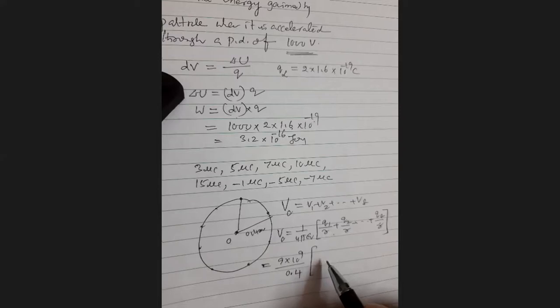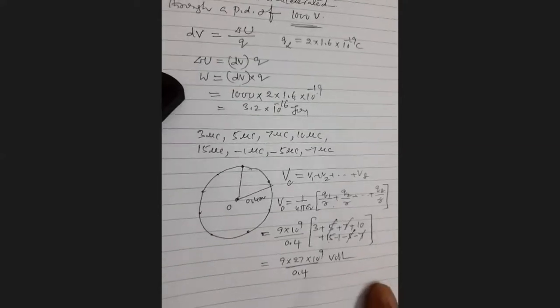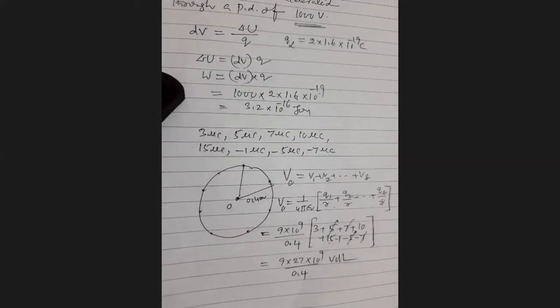Q1 3, Q2 5, Q3 7 plus 10 plus 15, minus 1, minus 5, minus 7. So plus 5, minus 5, minus 7 plus 7 cancel. So what is left? 13 plus 15, 28 minus 1, 27. 9 into 27 into 10 power 9 by 0.4 volts. The remaining simplification you will do. Right. Okay.